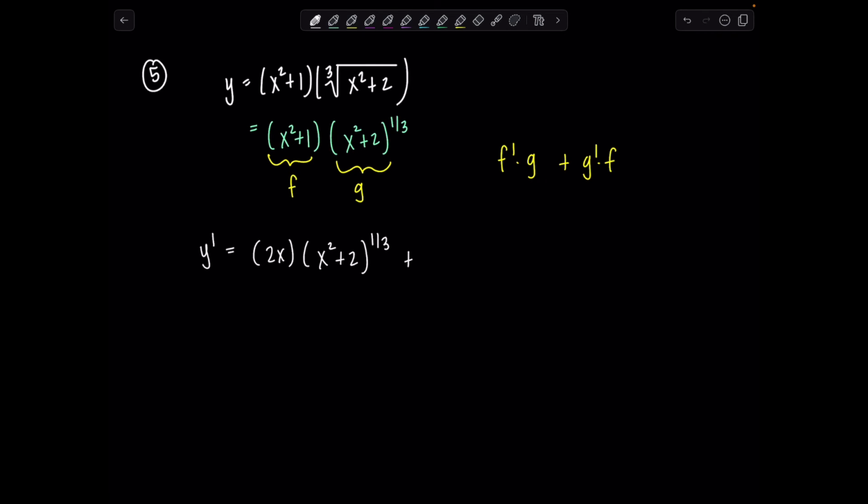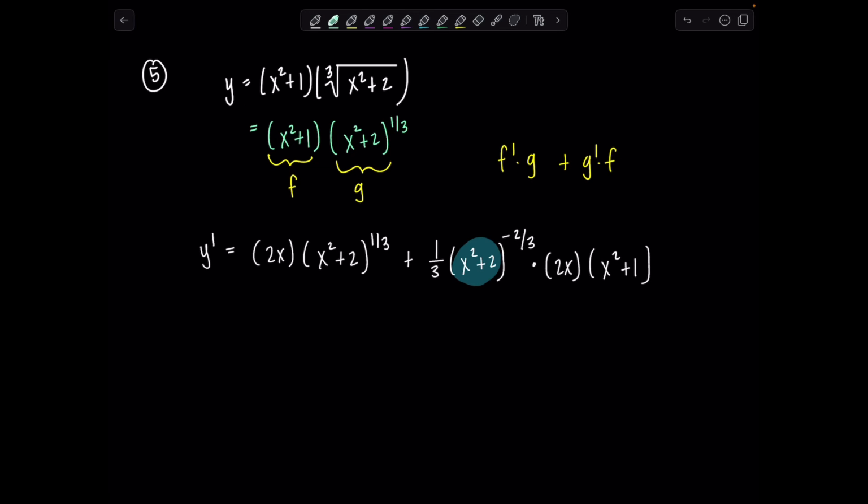Plus, now I do the derivative of g. So the derivative of (x squared plus 2) to the 1/3: I bring the 1/3 in the front, leave this alone. The new exponent is negative 2/3, 1/3 minus 1. And then don't forget, you have to do the chain rule and multiply by the derivative of what's inside. So the derivative of x squared plus 2, that's just 2x. So that's all g prime. And then I have to multiply that by f.